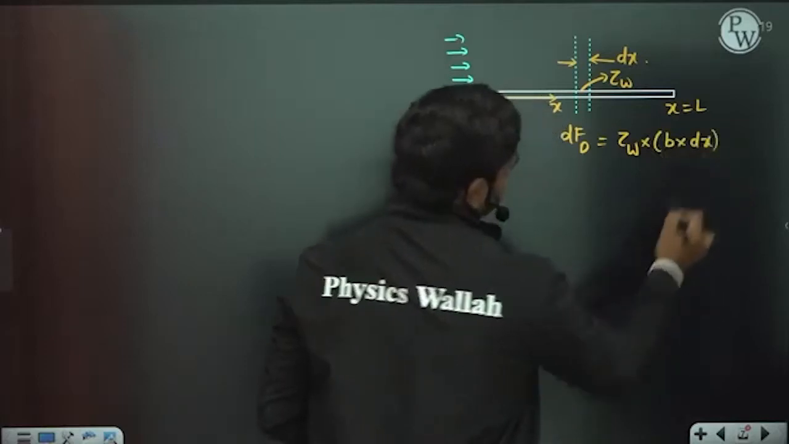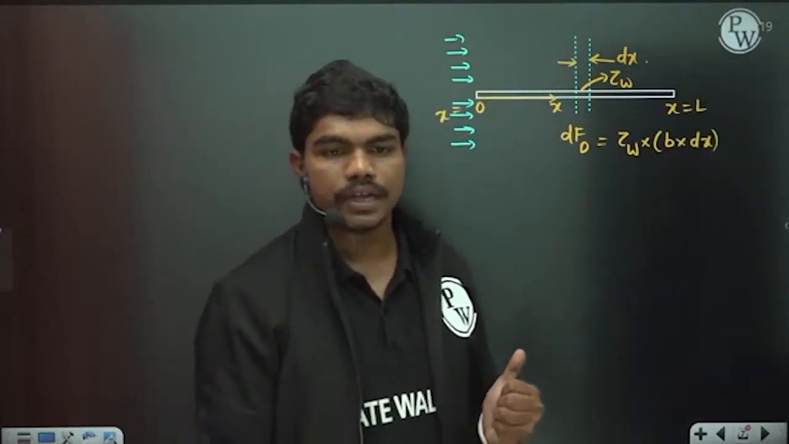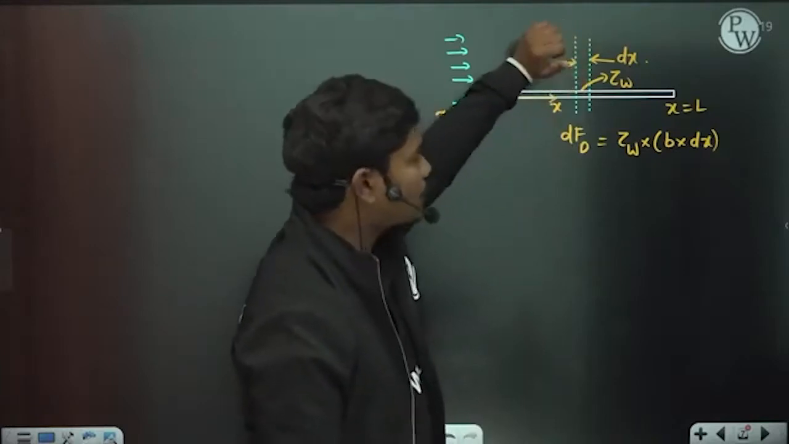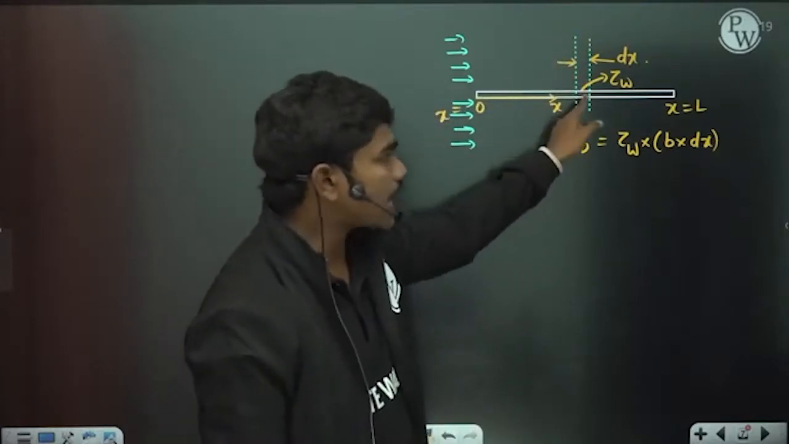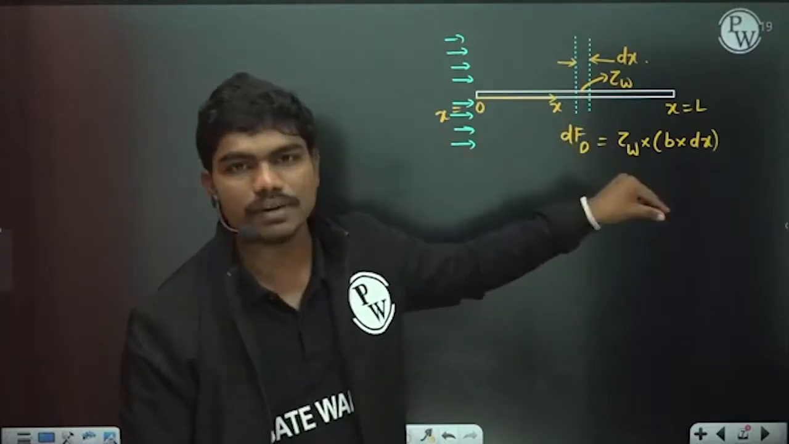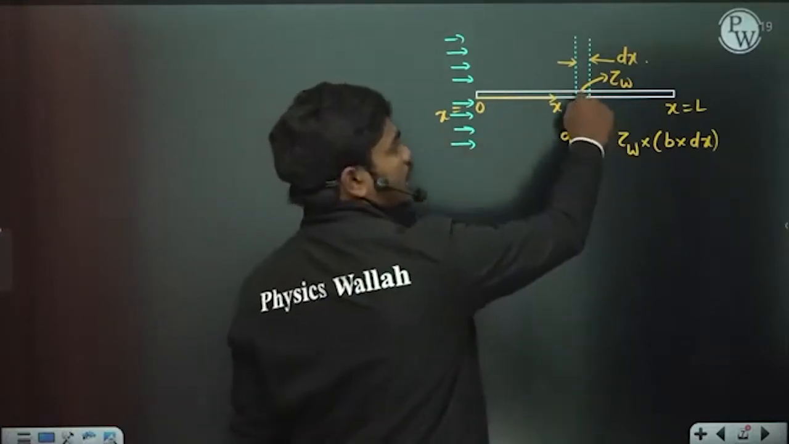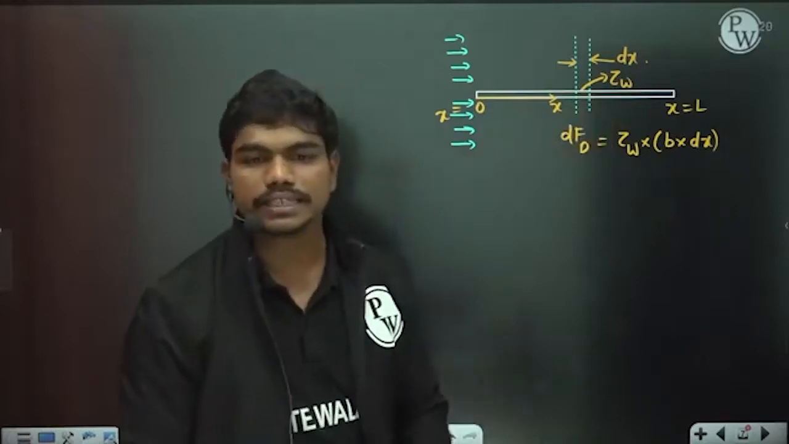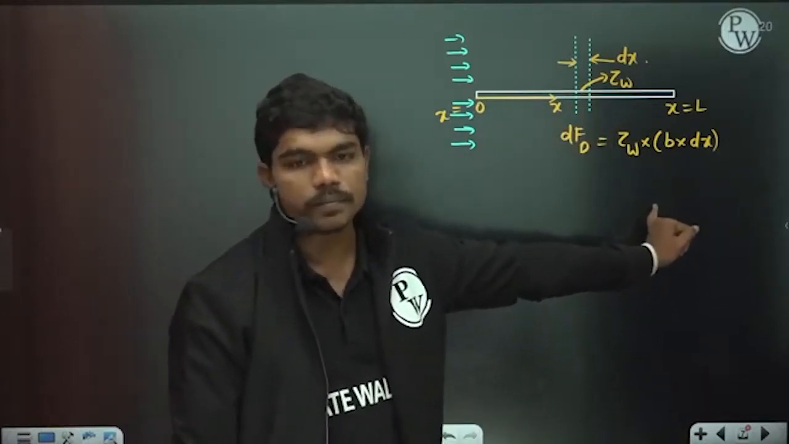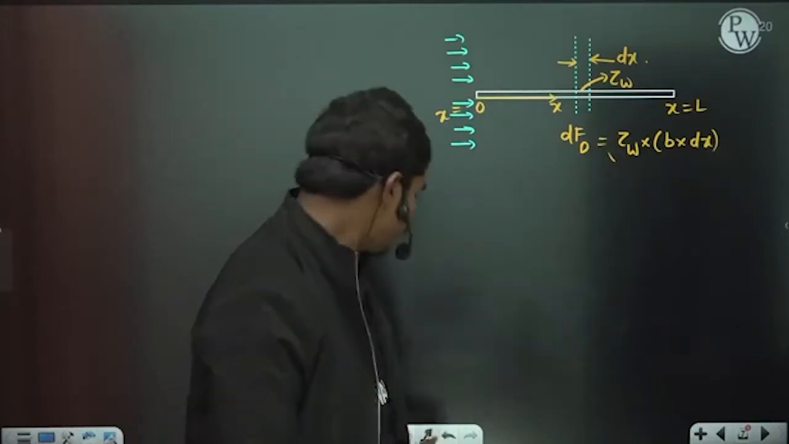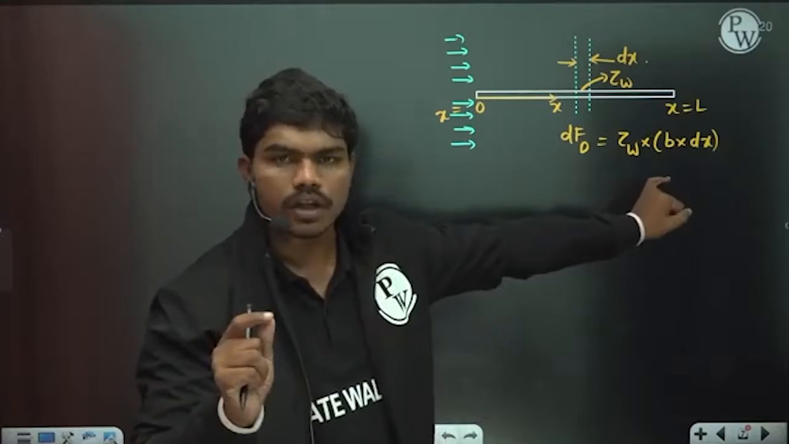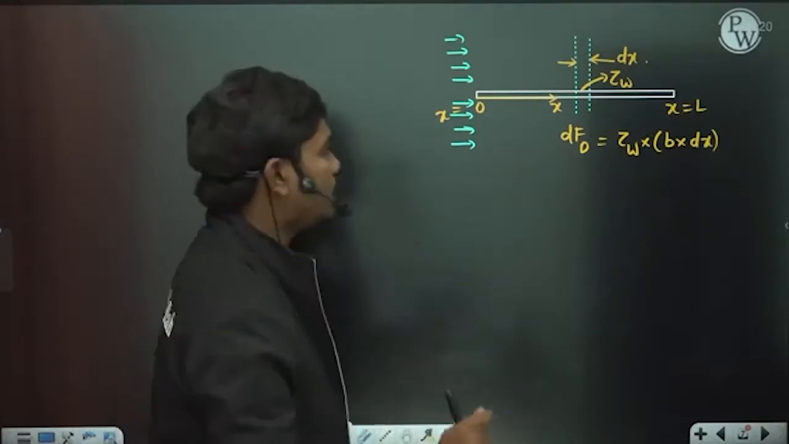Can I write this expression? dFd, the small drag force acting at this particular section of the plate, is equal to the shear stress acting at the wall at that location multiplied by the total area available for fluid-solid contact, which is b into dx. Please type in the chat box, can I write tau w times b into dx? If I can write this, now let us see what happened.